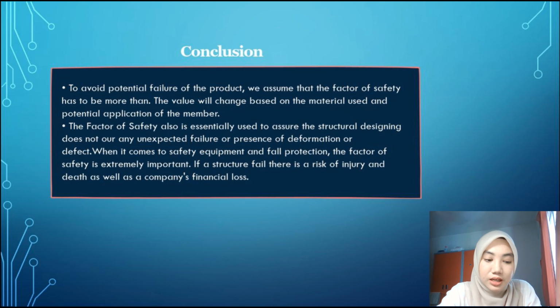So for this assignment, we can conclude that to avoid potential failure of the product, we assume that the factor of safety has to be more than 1. The value will change based on the material used and potential application of the member. Second, the factor of safety is also essentially used to ensure the structure design does not allow any unexpected failure or presence of deformation or defect. When it comes to safety equipment and fall protection, the factor of safety is extremely important. If our structures fail, there is a risk of injury and death as well as a company's financial loss.